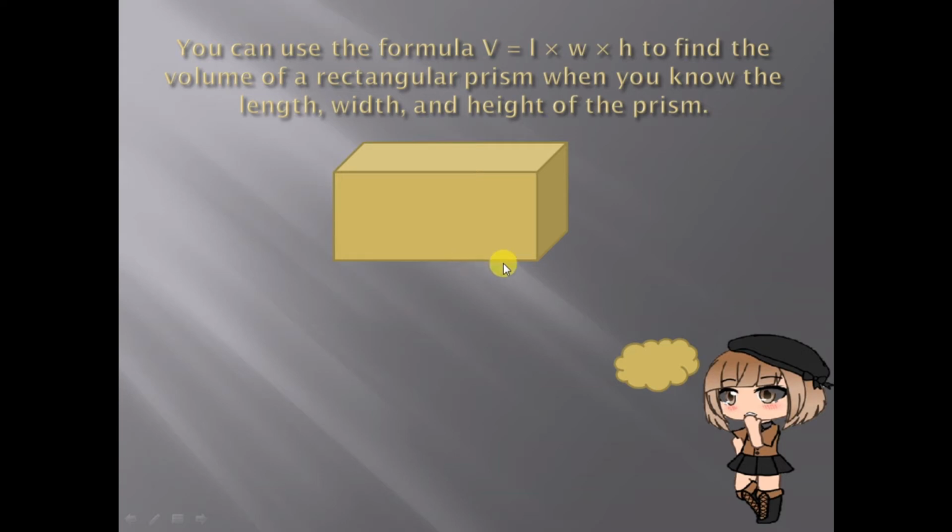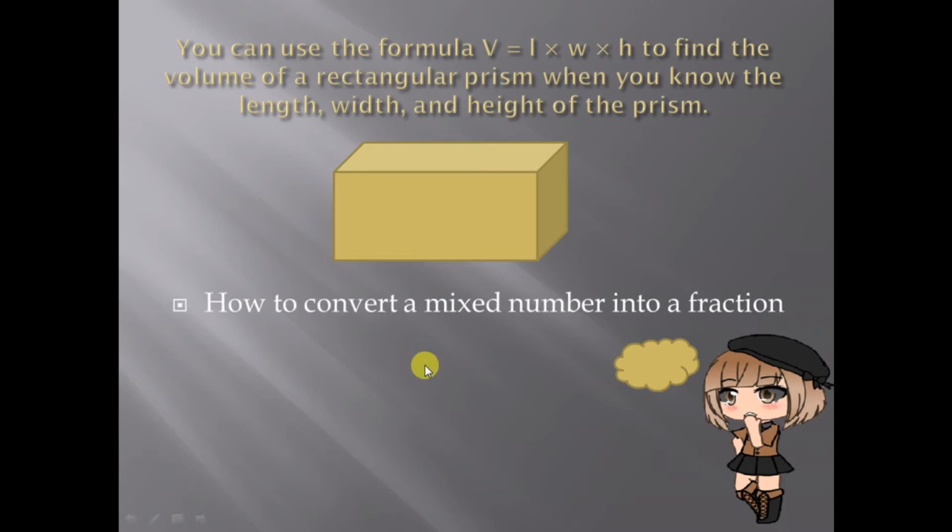So this is the length of the shape, this is the width of the shape, and that's the height of the shape. You multiply the 3 dimensions together to find the volume of any 3-dimensional shape. So to find the volume of a rectangular prism, when you know the length, the width, and the height of the prism, multiply them together to get the volume. But there's a small problem. We're going to come across some mixed numbers in today's lesson.